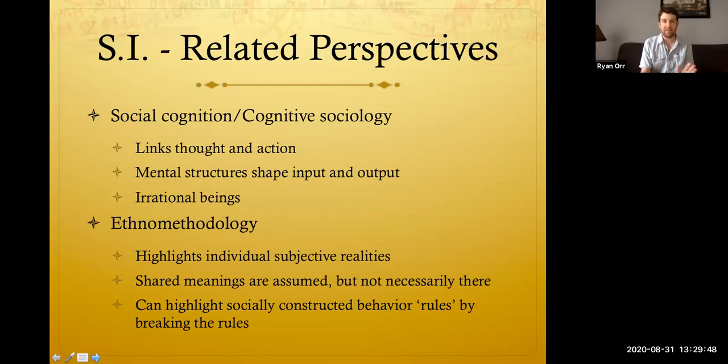So that ties into cognition and cognitive sociology, and that makes it very different from the exchange theory. And finally, ethnomethodology looks at how everybody has their own personal subjective reality. This ties into symbolic interactionism a lot, kind of an overlapping principle. Here they specifically look at how shared meanings are often just assumed. Like we all assume we're on the same page.